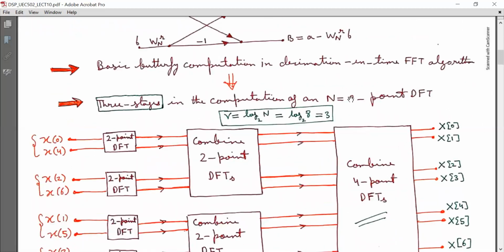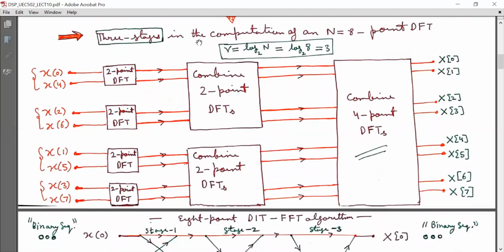Now as N is equal to 8, we need to calculate the 8-point DFT through the FFT algorithm. So v is equal to log 2 N is equal to log 2 8 is equal to 3. So there should be 3 stages in the computation of an N-point, that is 8-point, DFT calculation. Now this is the block diagram. At input, the discrete time input sequence x[n] is arranged in a shuffled way as per the DIT, decimation in time, calculations.